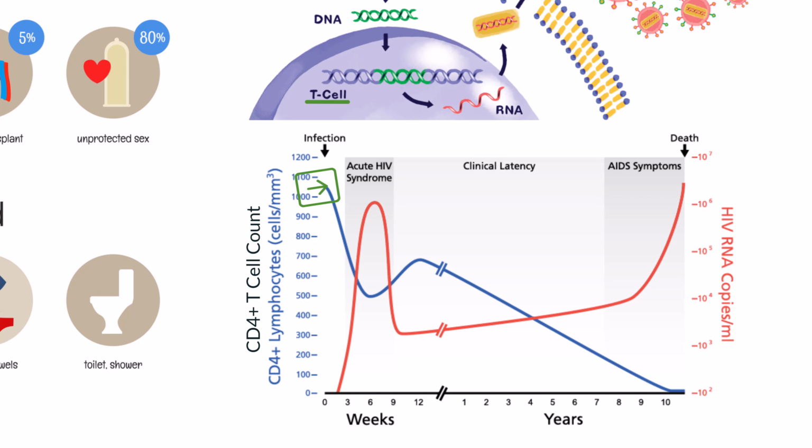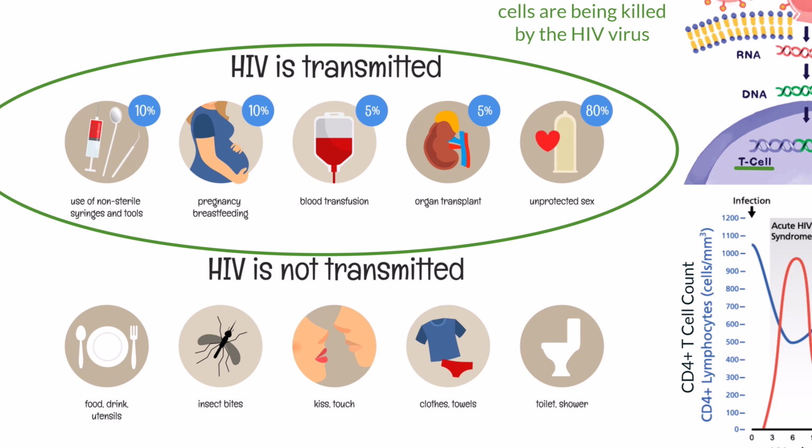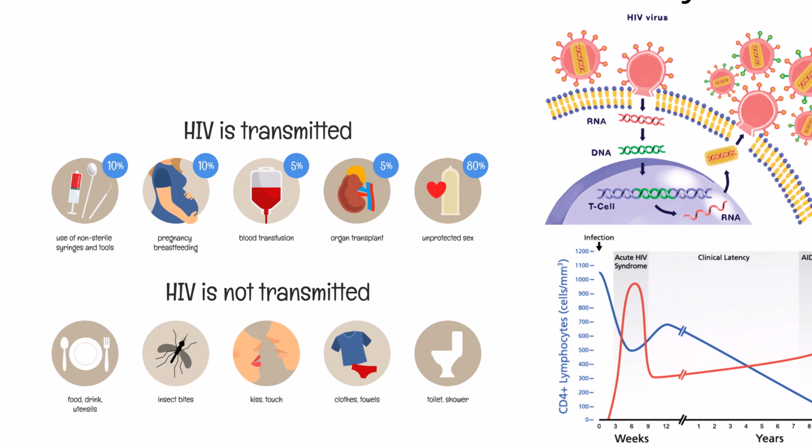At first, there is a dramatic decline in T cells that brings about symptoms of acute HIV syndrome. Then, the virus goes into a dormant state during the clinical latency phase, only to become active again later, which can ultimately lead to death of the human host. HIV can be transmitted via unprotected sex, pregnancy and breastfeeding, sharing of needles, exposure to infection if you work in the medical field, or by blood or organ transfusions.